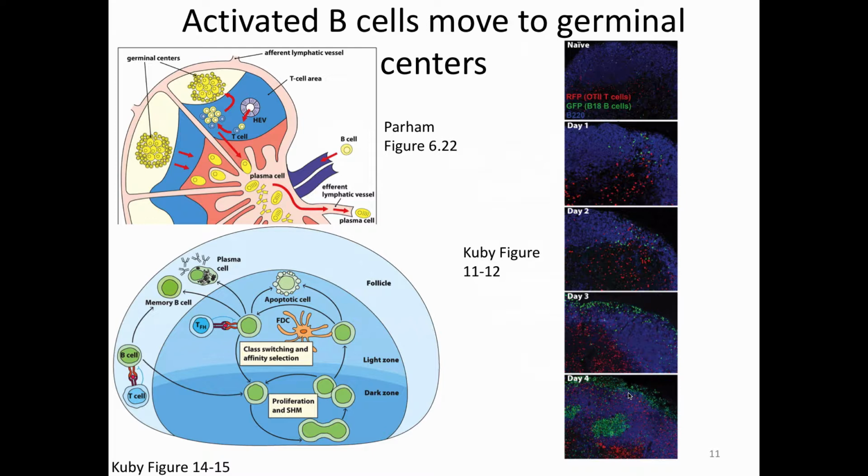And if our B cell is successful in finding a T cell, our B cell is going to move to a specific location in our secondary lymphoid organ. This location is called the germinal center. And it's a little bit tricky.